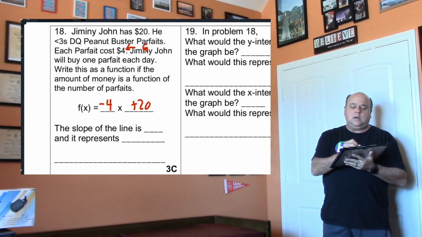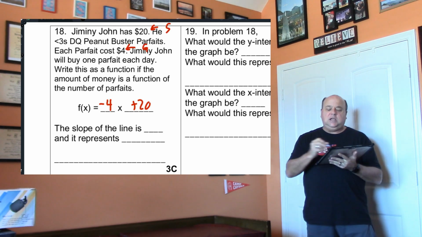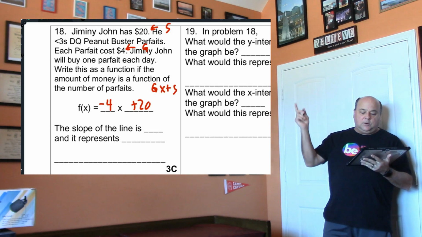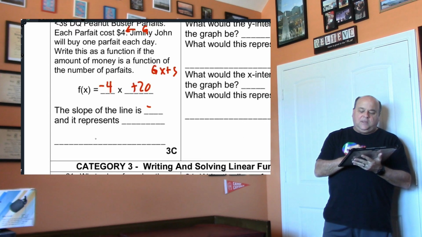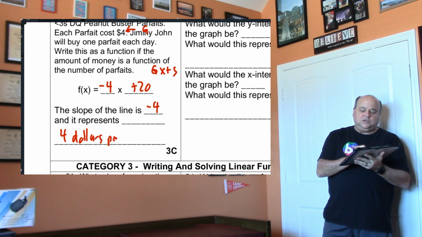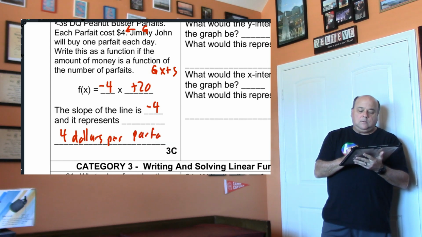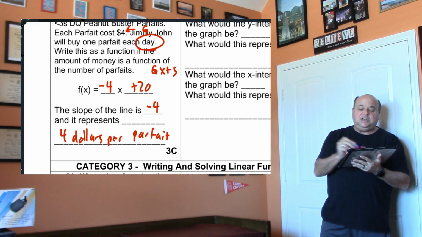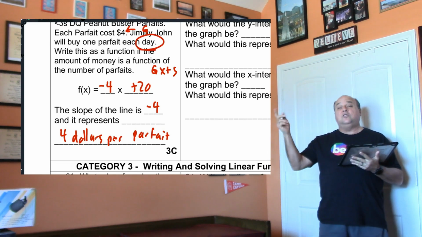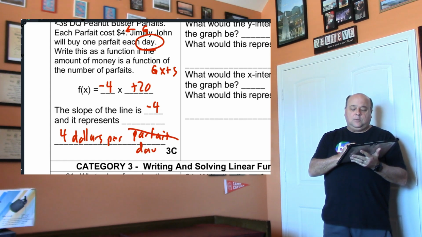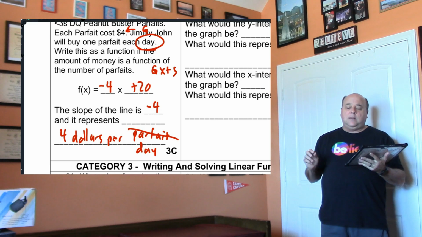So this is our growing number. This is our starting number. GX plus S, right? So the growing number times x plus the starting number: negative 4x plus 20. The slope of the line is negative 4, and it's $4 per parfait, not a blizzard, we're doing a parfait. And we're going to get a parfait each day. So every day we're going to get a parfait. Let's put days down here, per day, okay?